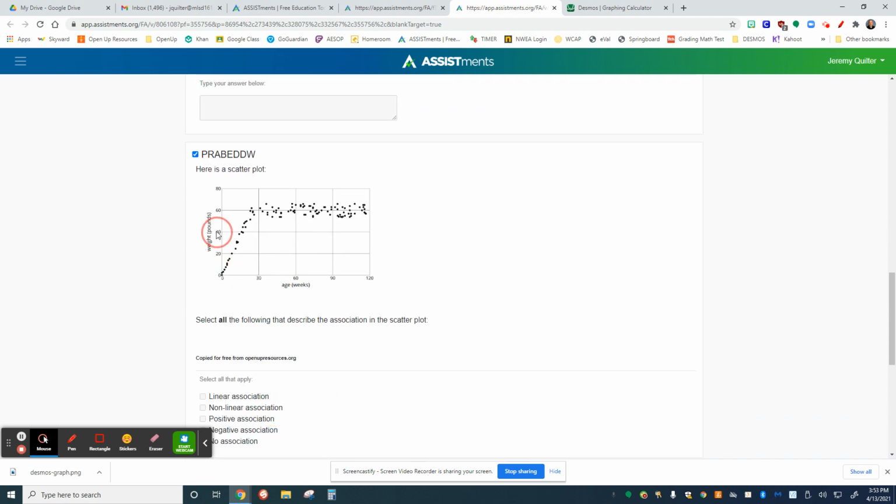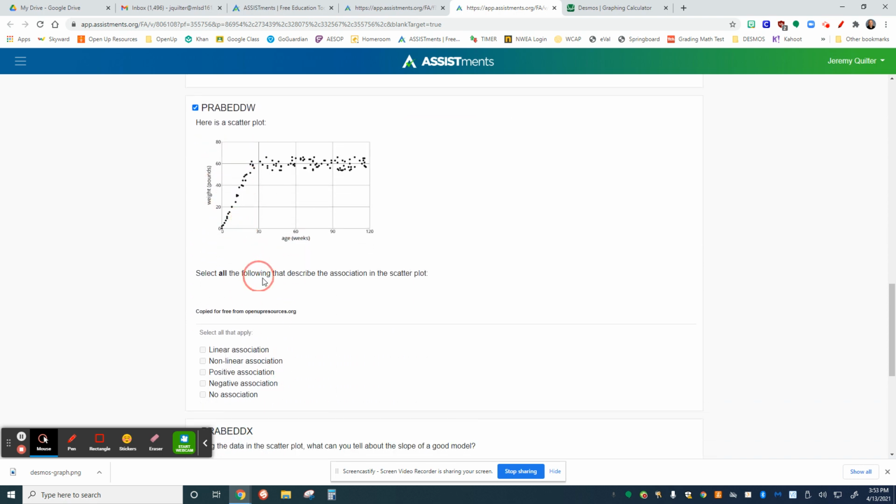The next question here, number 2, says select all the following to describe the association in the scatter plot. Is there a linear association? Is there a nonlinear association? Just like another homework assignment, we have to separate the first 2 options from the last options. And we have to make a decision that talks about this.